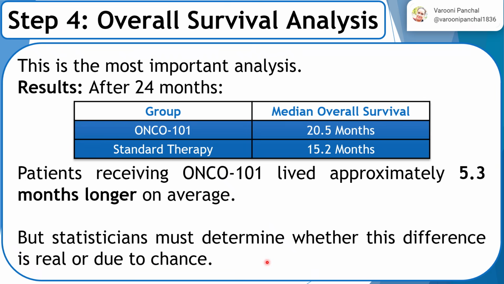But statisticians must determine whether this difference is real or due to chance. So you have got the data, you analyzed it, and you got 5.3 months longer with respect to the new treatment. But whether this difference is real or due to chance, that is the next step.